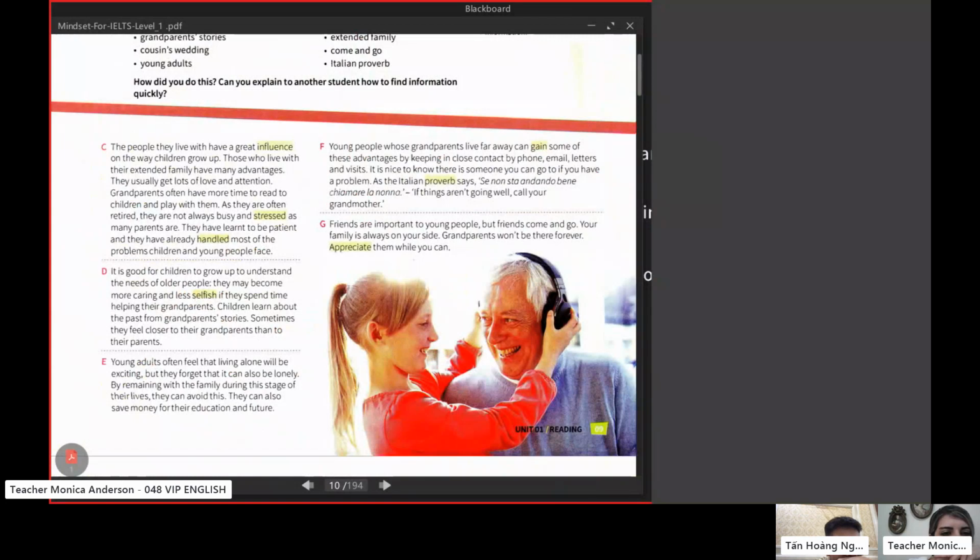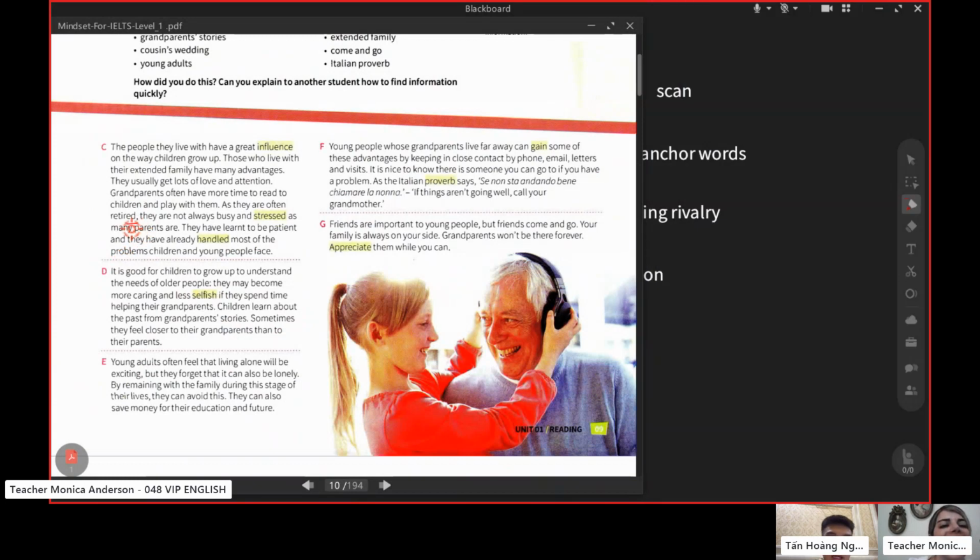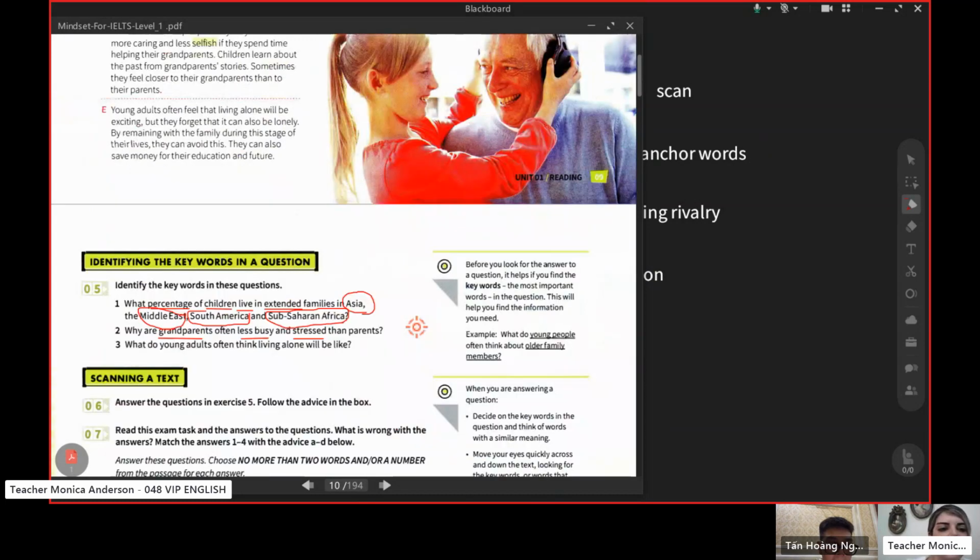I think that's C. C, okay, and what's the answer? Because grandparents often have more time to read to children and play with them. As they are often retired, they are not always busy and stressed as many parents are. They have learned to be patient. Excellent. Very good. So just pay attention. Of course, we don't have a word limit here, but we will talk about word limit. But the answer: because they're often retired. Excellent. Good answer.